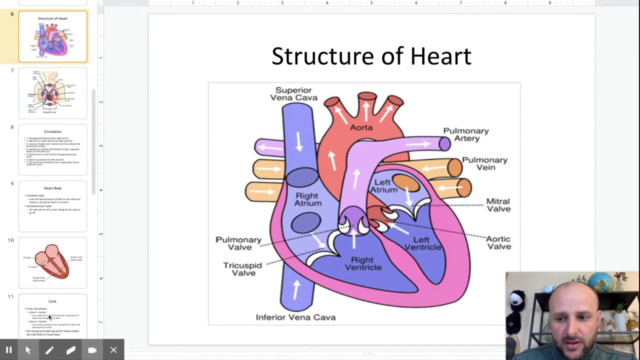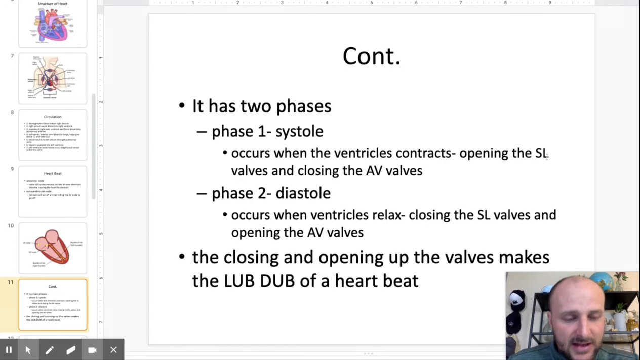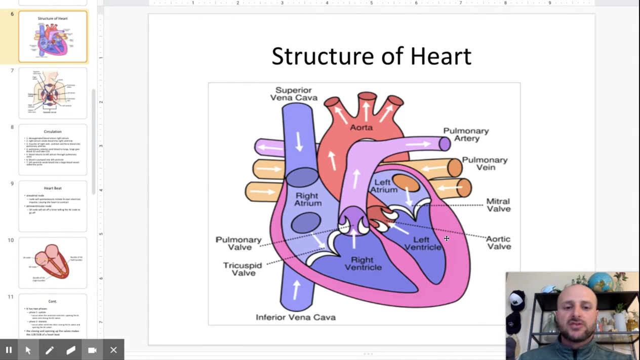And when you go to this slide, you'll see that we talk about SL valves and AV valves. They stand for semilunar valves and atrioventricular valves. So when we go back up here, we have different names for those. You have two names meaning the same stuff, but your mitral valve and your tricuspid valve are AV valves. They're between the atrium and the ventricle. That's where the AV comes from. Your aortic valve and your pulmonary valve are semilunar valves.